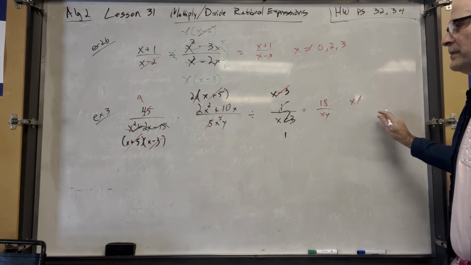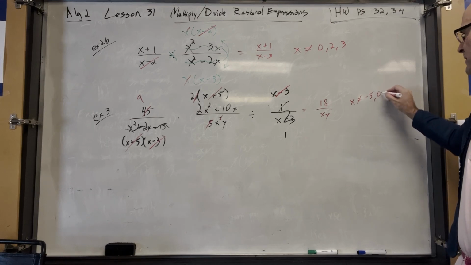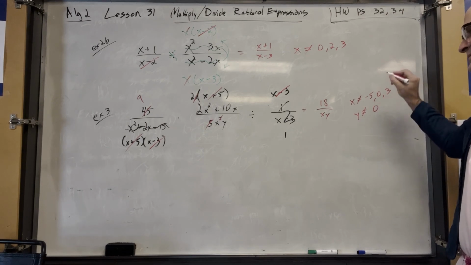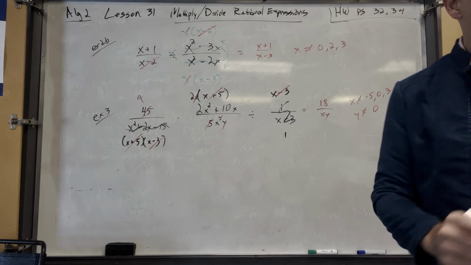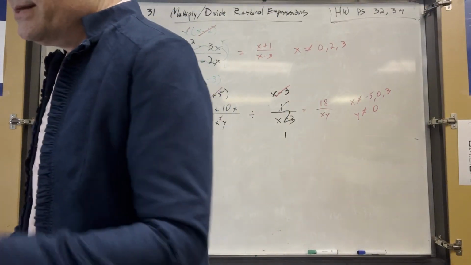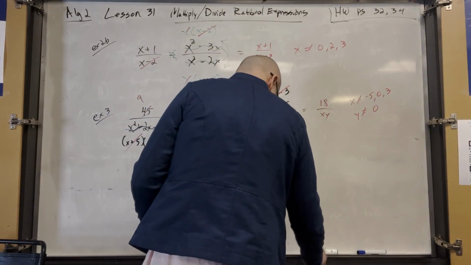x cannot be negative 5, 0, or positive 3, right? And y can't be 0. Okay, that's it. All right, so that's lesson 31. Moving on to lesson 32.